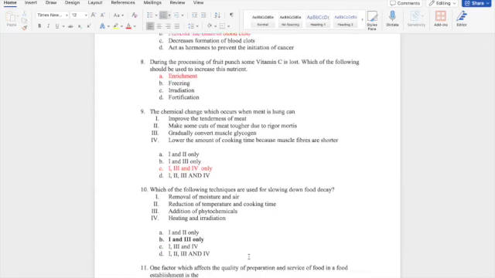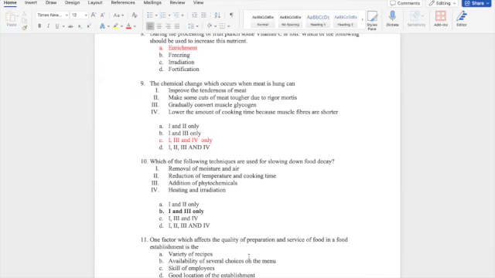Let me go down quickly. Which of the following techniques are used for slowing down food decay? So we have some options here: removal of moisture and air, reduction of temperature and cooking time. All right.